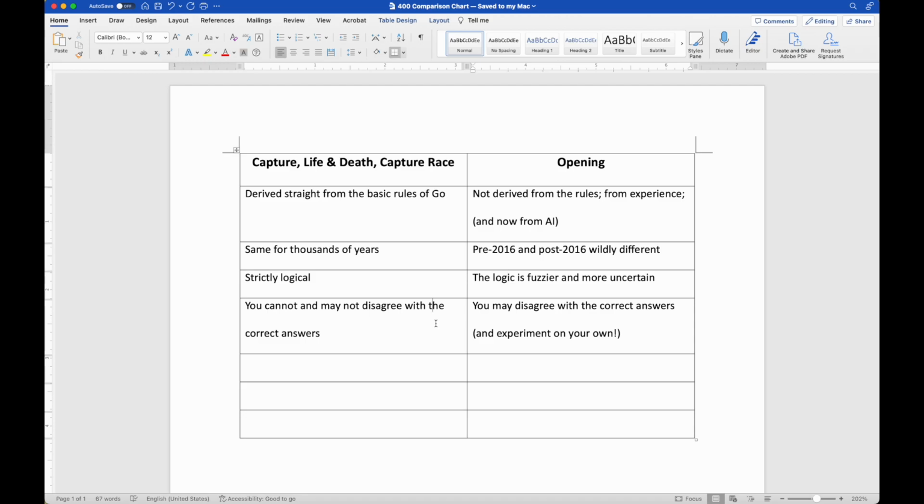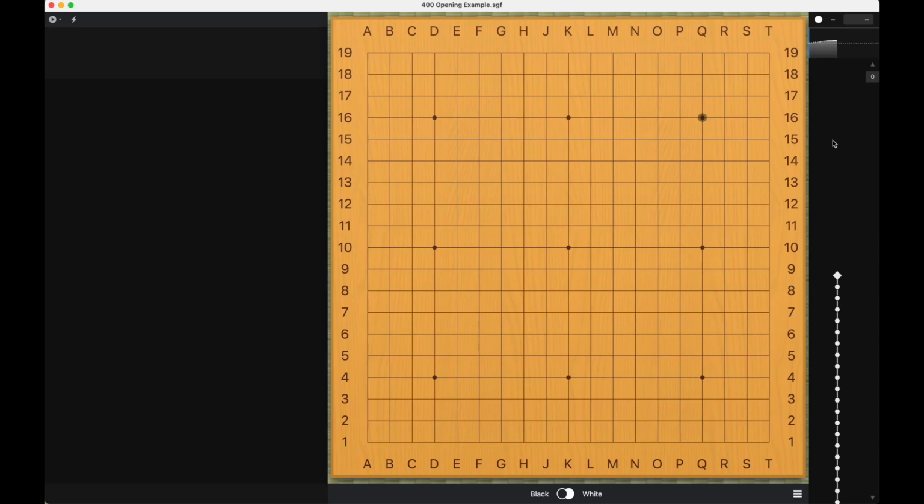So in the previous chapters, you can't really disagree with the correct answers, because if you play the wrong moves, then you will not achieve the objectives of capture, of making a living shape, of killing your opponent's group, of winning a capture race. However, in opening, you may disagree with some of the so-called correct answers, because there are many ways to play the opening, and of course, as a beginner, you are free to experiment on your own.